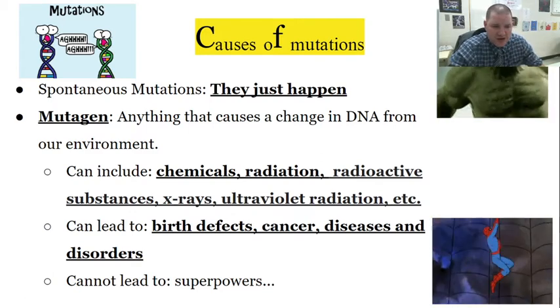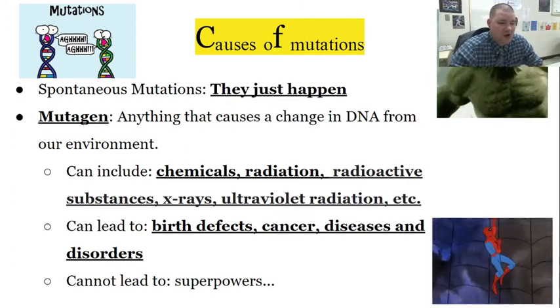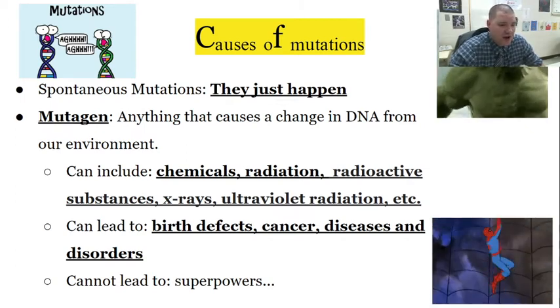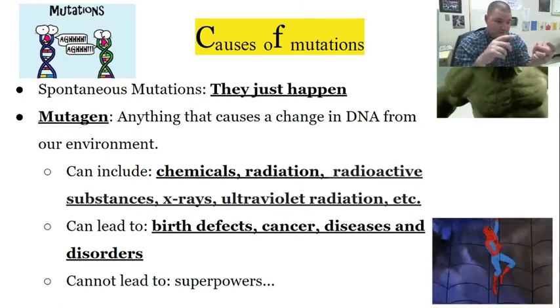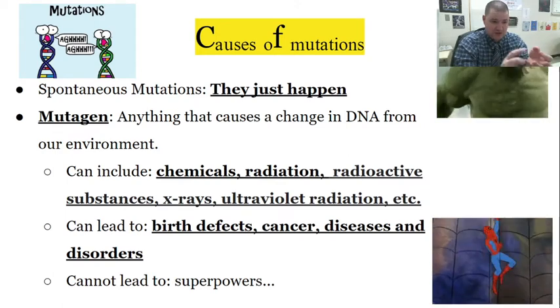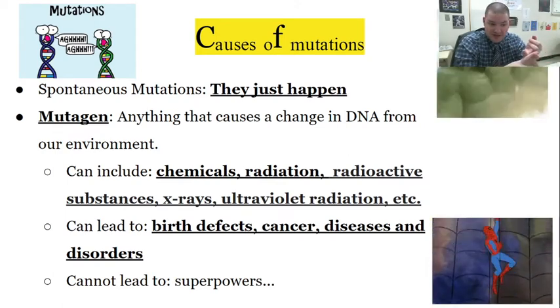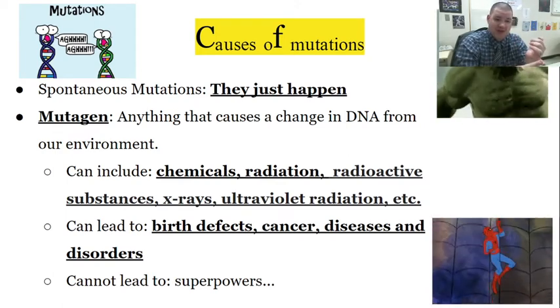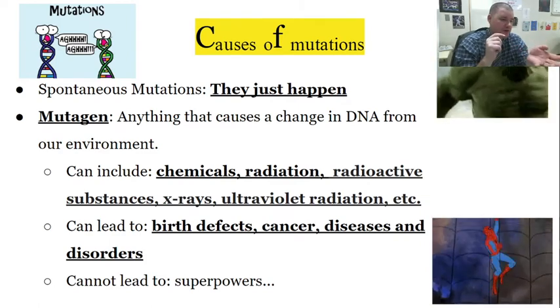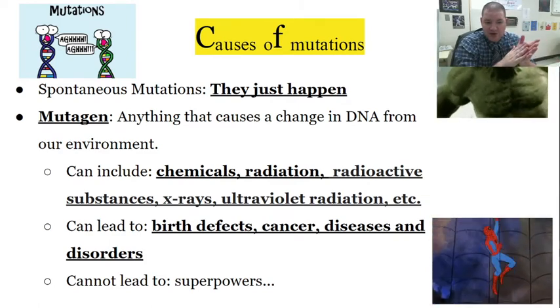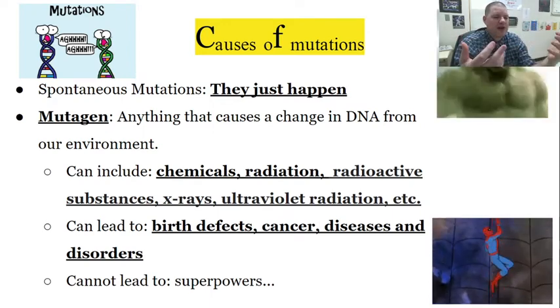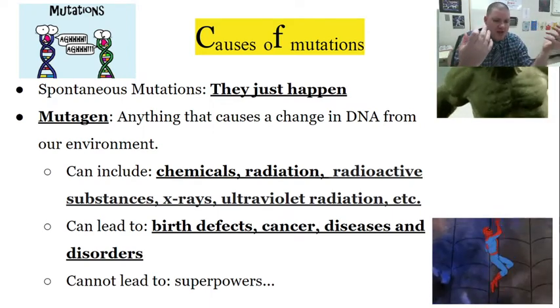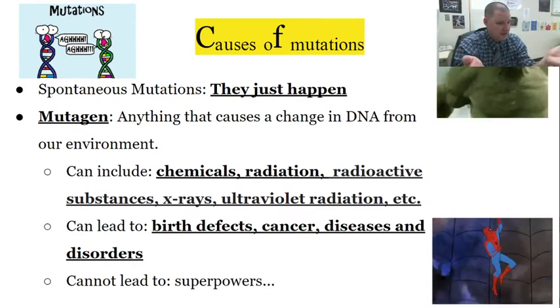Another thing that could be causing a mutation is what we call a mutagen, which is anything that can cause a change from our environment. And these are things like chemicals, radiation, radioactive substances, X-rays can cause it. Ultraviolet radiation, which is sunlight. You kind of get the idea that there's a lot of stuff dealing with radiation and or chemicals. Those are 2 big things from our environment that can cause this.